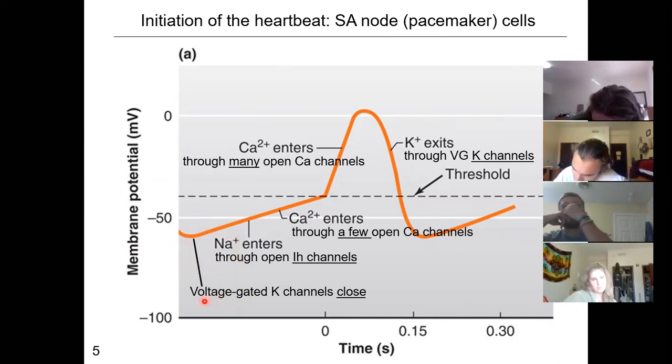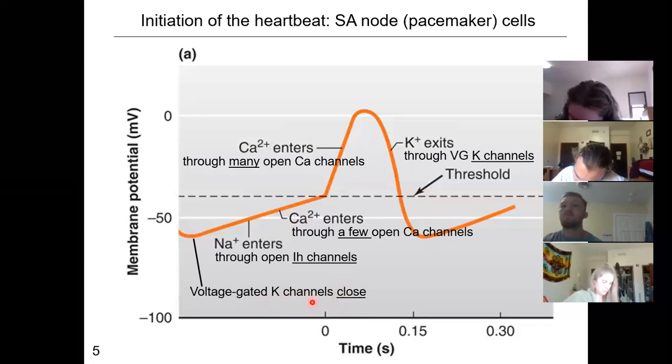One is that the potassium channels that were responsible for the repolarization of the previous heartbeat close. So you know that potassium channels are necessary for maintaining a negative membrane potential of a resting cell. But if the channels close, the force that is holding the membrane potential negative is decreased. And so the closing of the channels allows the membrane potential to creep up.